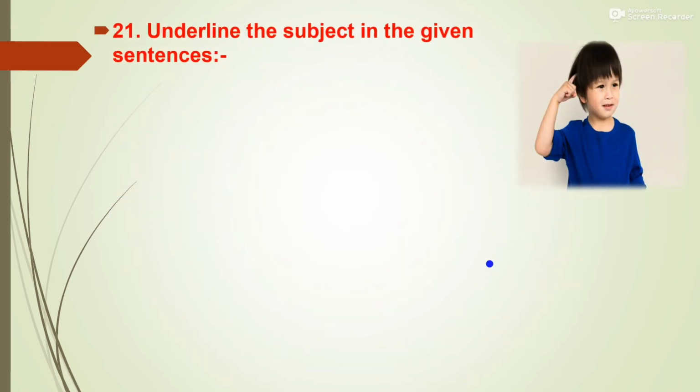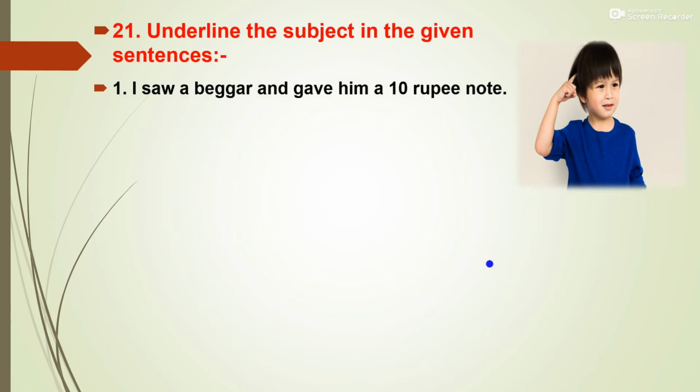Underline the subject in the given sentences. We have already watched a video in our grammar playlist, that is the parts of sentence. In that video, we have discussed what is a subject and what is predicate. Again, I remind you that subject is that one which does work in a sentence or about which we talk in the sentence, and the rest part excluding subject is the predicate part of the sentence.